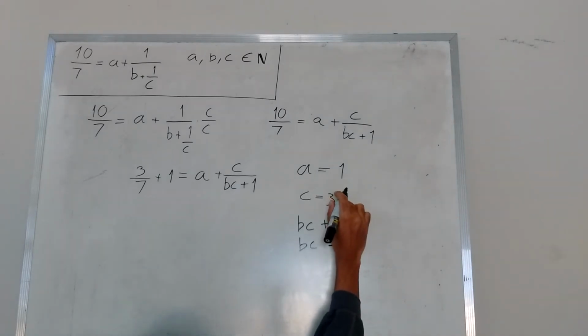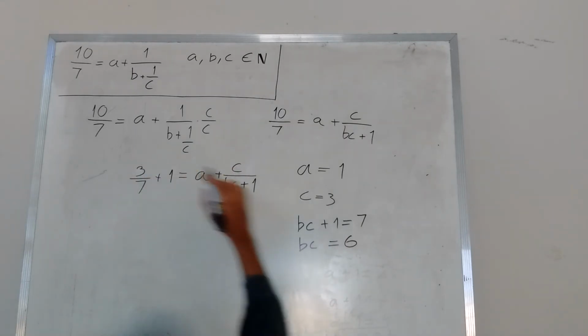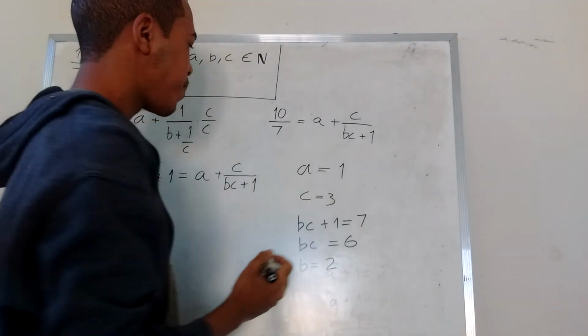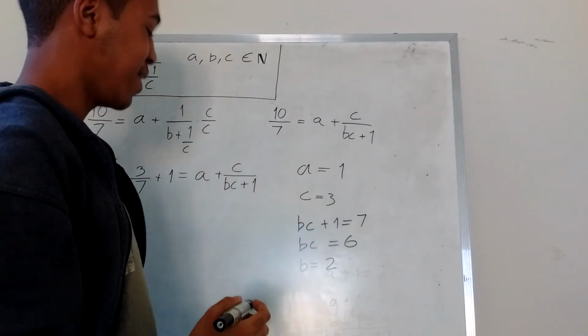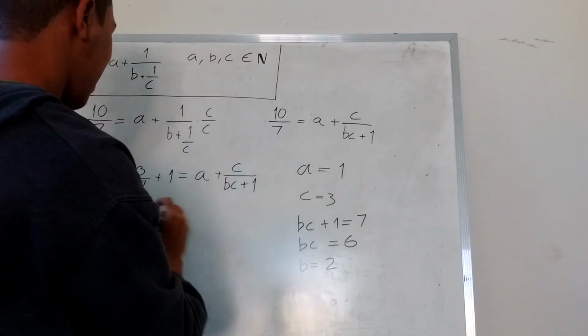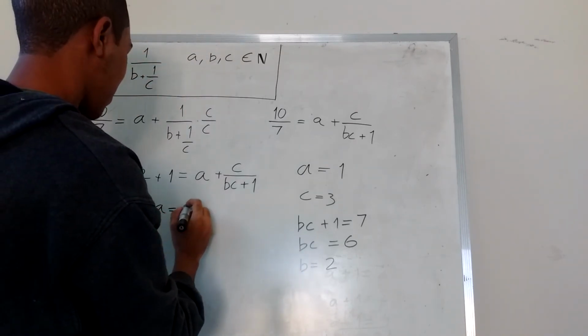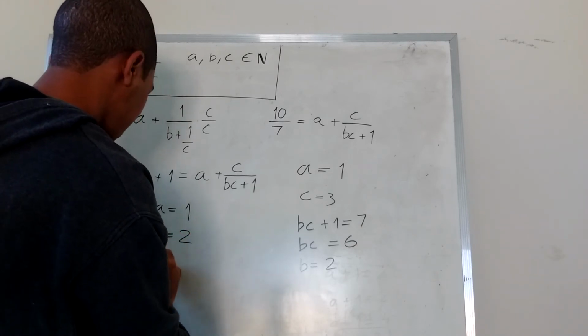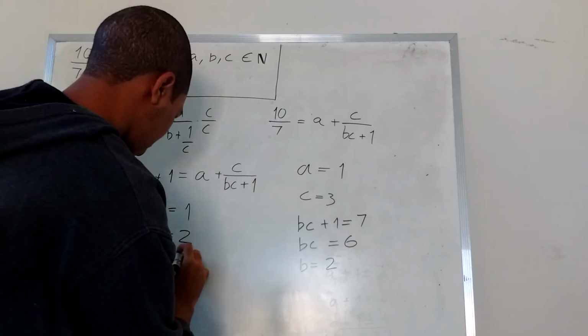Since C we assume to be 3, B can't be any other number than 2. So yeah, this is basically it. A is equal to 1, B is equal to 2, and C is equal to 3.